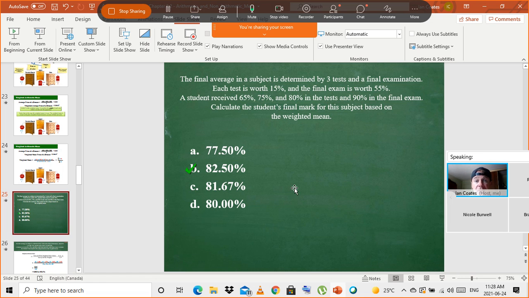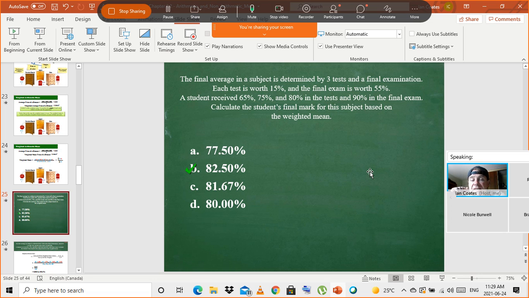The final average. I like this question, by the way. The final average in a subject is determined by 3 tests and a final exam. So there's 4 items here. 3 tests, 1 exam. Each test is worth 15%. So there's 3 tests at 15%. So that's 45%. 15, 30, 45. And the final exam is worth 55%. So 55 and 45 is 100. So okay, our numbers all add up. Everything's good.